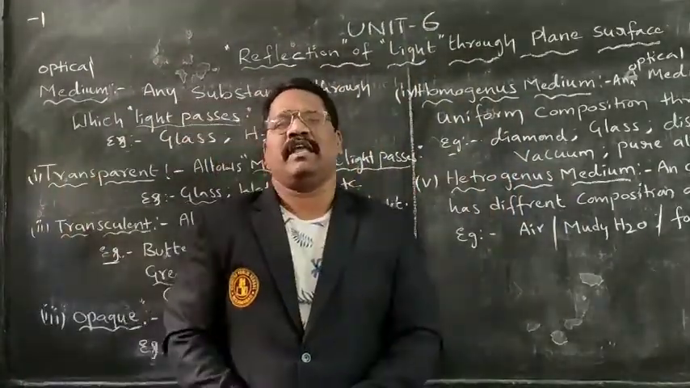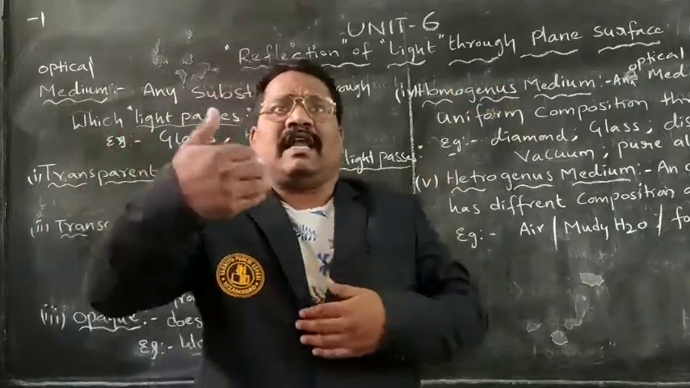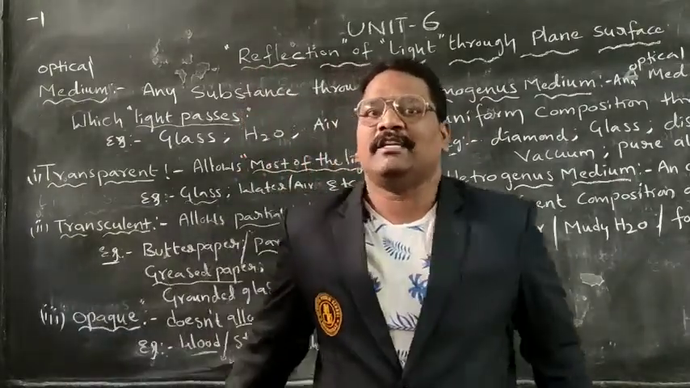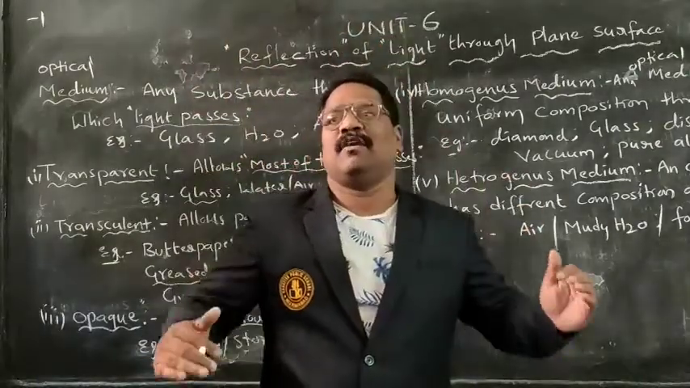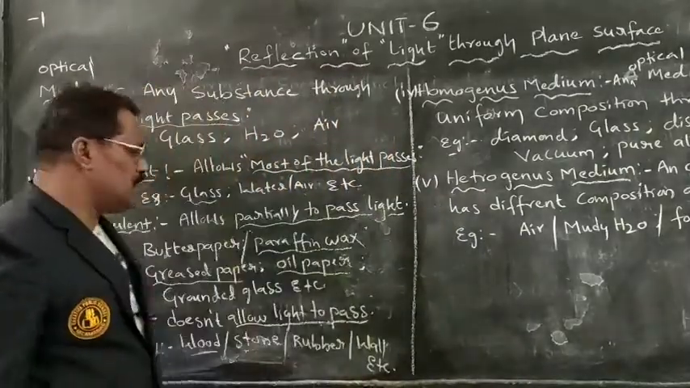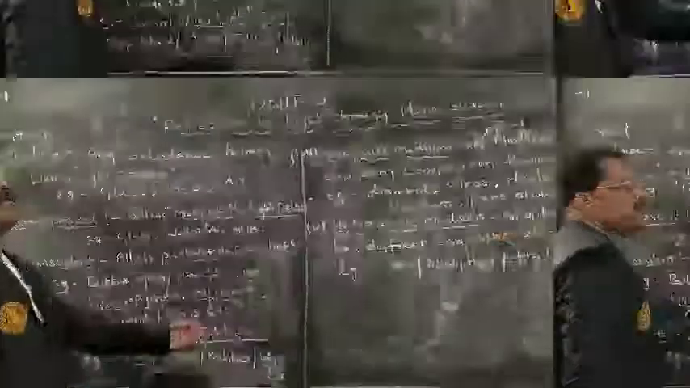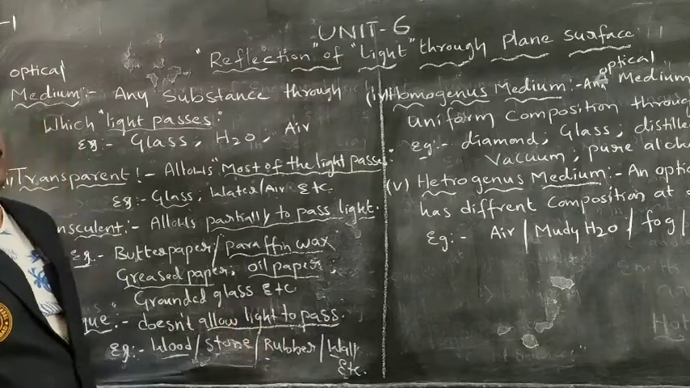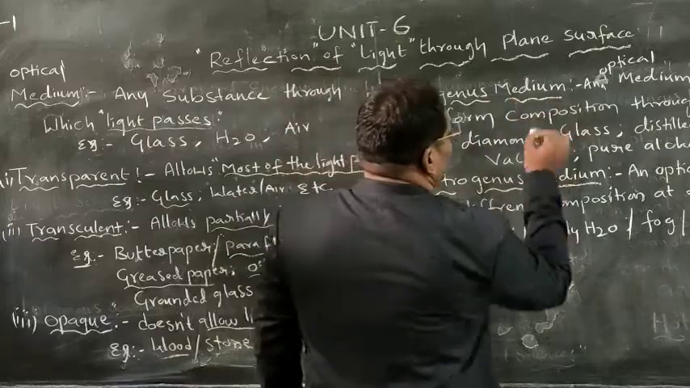For example, our human body is also an opaque material. When sunlight falls upon us, it cannot pass through our body. As it is not passing through, a shadow is created at the back of the body, and the same shape appears on the surface of the ground. It indicates opaque nature. Some examples are wood, stone, rubber, ball, and so on. These are all examples of opaque material.